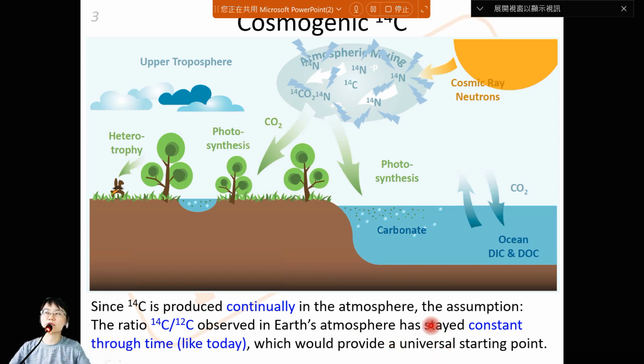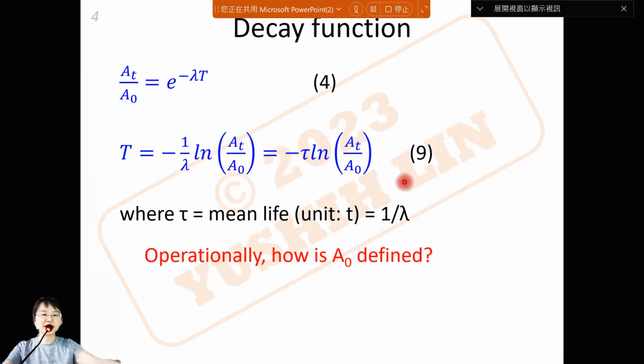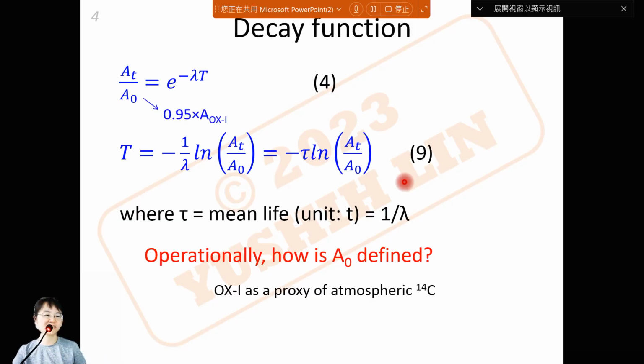If you recall the radioactive decay equation, the A0 for C14 is assumed to be the same as today. In the decay equation, how is A0 defined? Like today. Practically, it's not like you go out and take a bag of CO2 and use it as your A0. It would be too complicated.